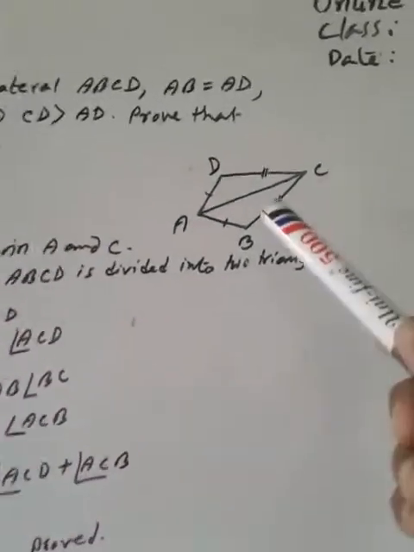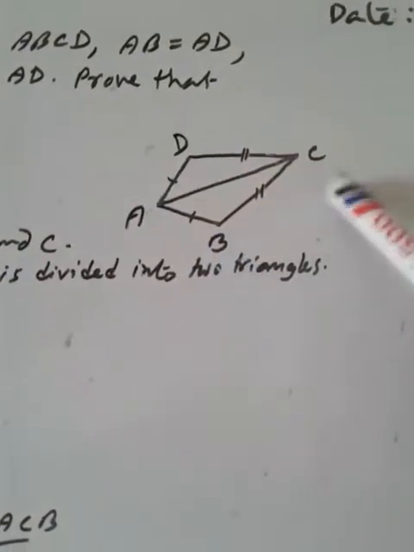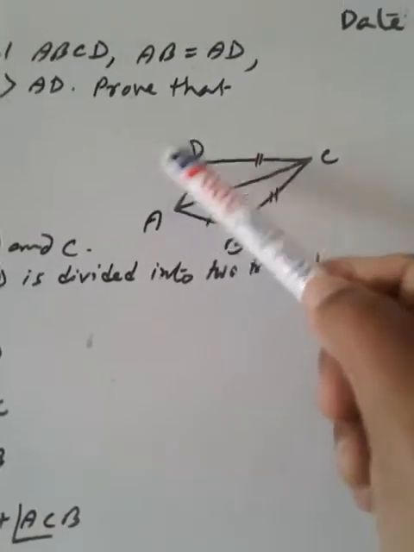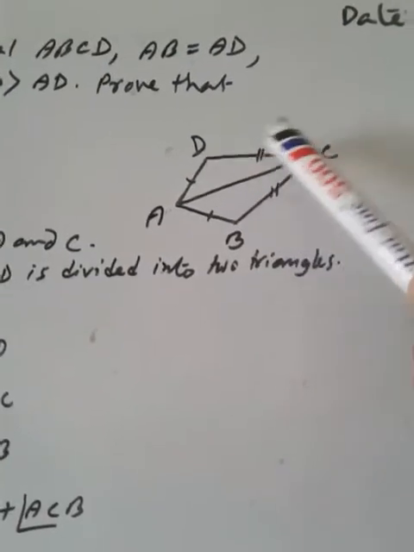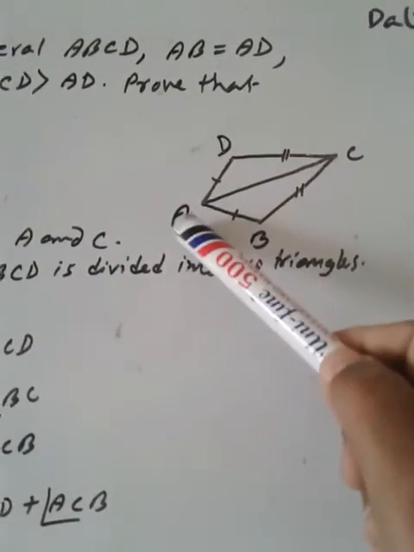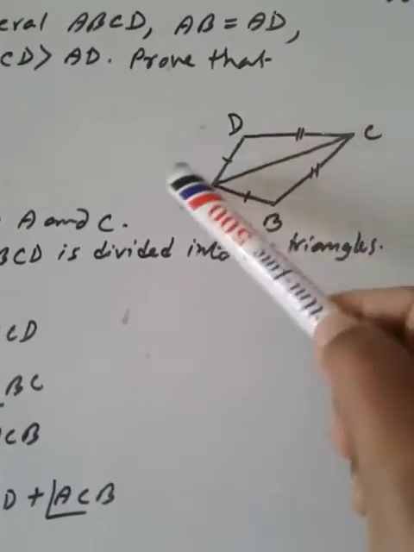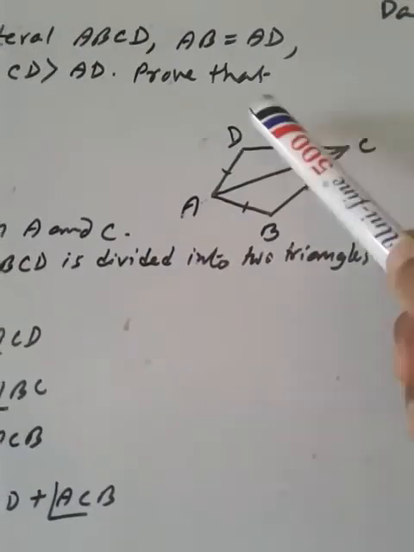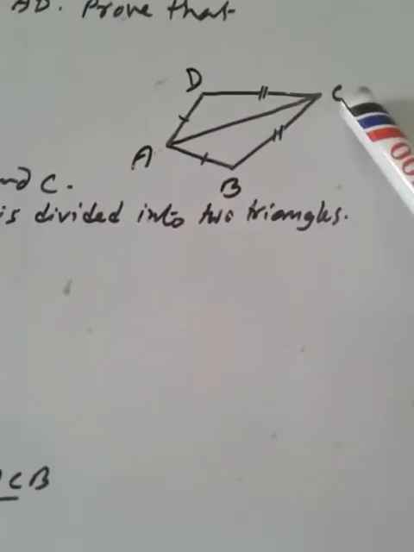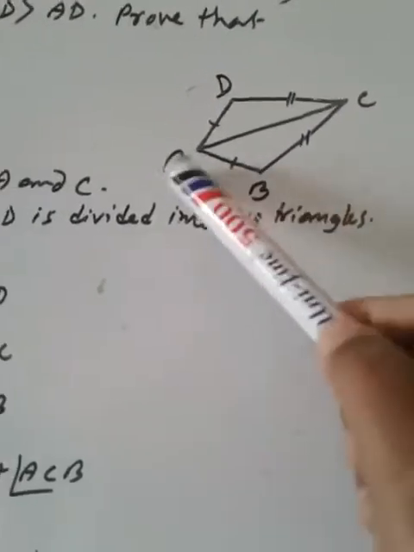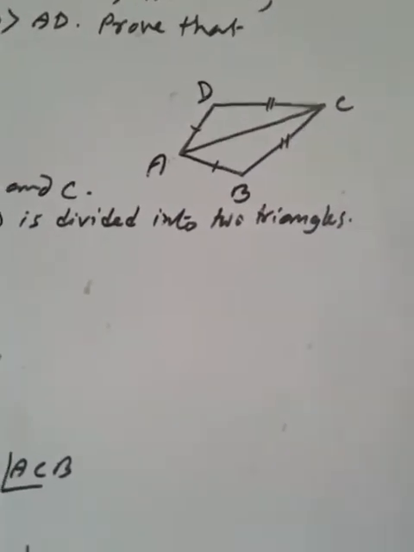Now if we join AC, we can see there are two triangles. AC divides quadrilateral ABCD into two triangles, ADC and ABC. Now in this triangle we can see CD is greater than AD. Therefore angle DAC is greater than angle ACD. In this triangle BC is greater than AB. Therefore angle BAC is greater than angle ACB.